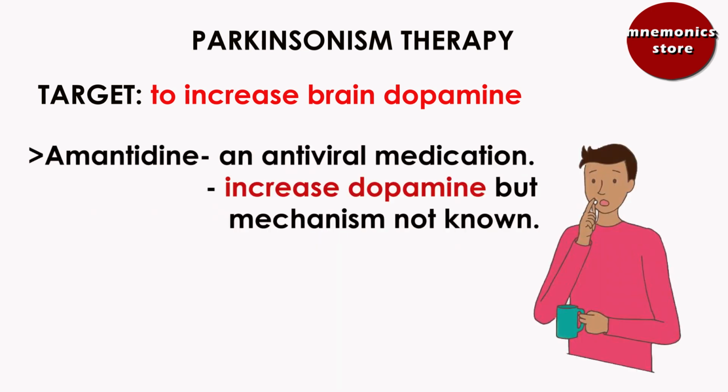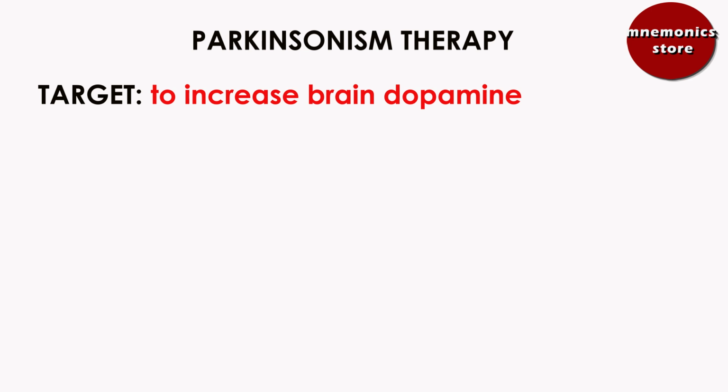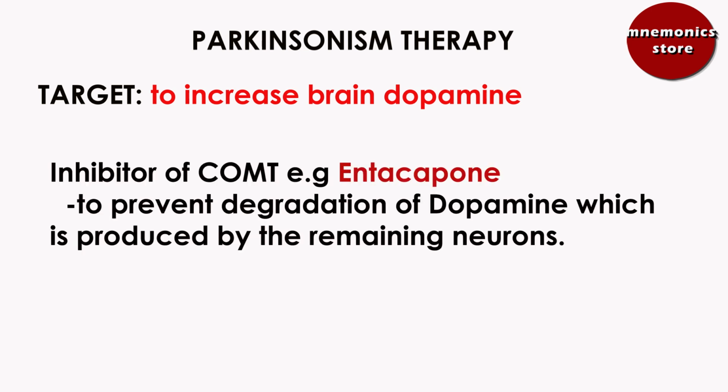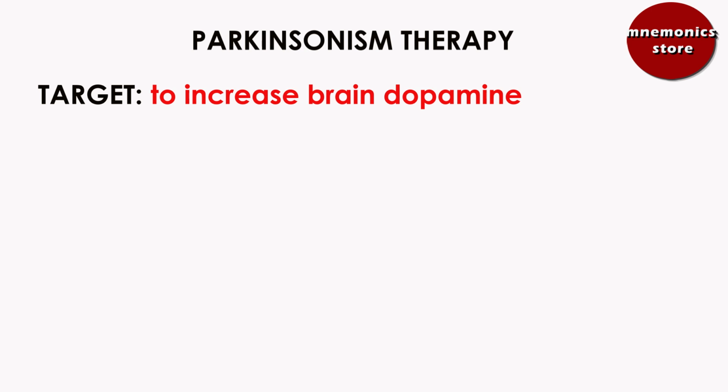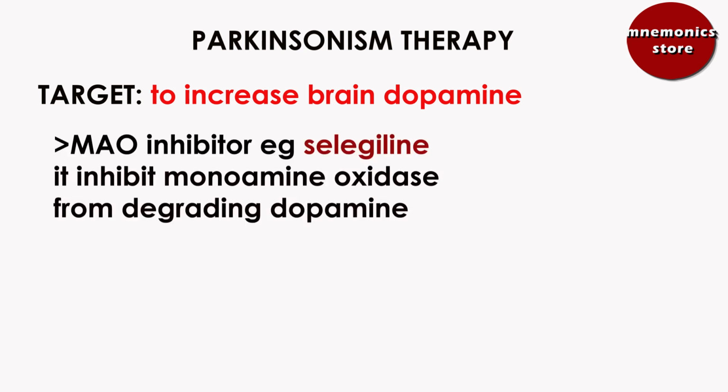Third, we use amantadine, an antiviral medication, as it increases dopamine in the brain, but the mechanism is not yet known. Fourth, we use inhibitors of COMT, catechol-O-methyltransferase, to prevent the degradation of dopamine produced by the remaining neurons, such as entacapone. And fifth, we use MAO inhibitors, for example selegiline.